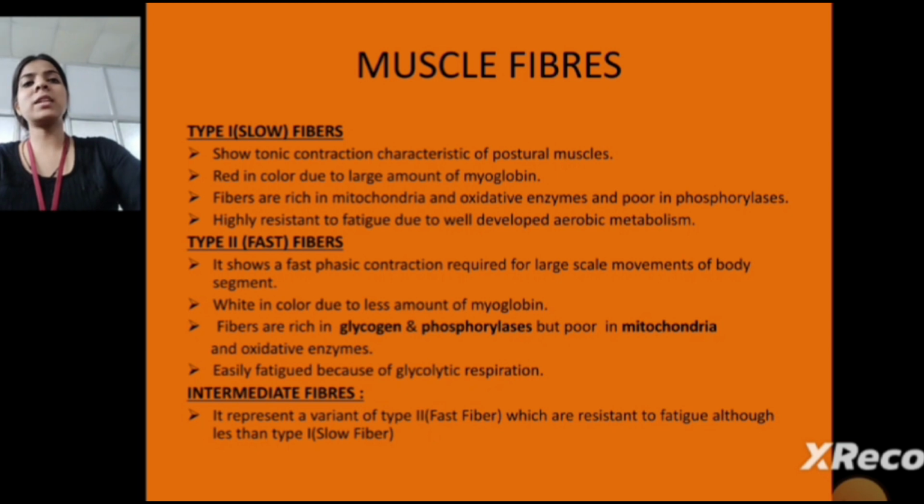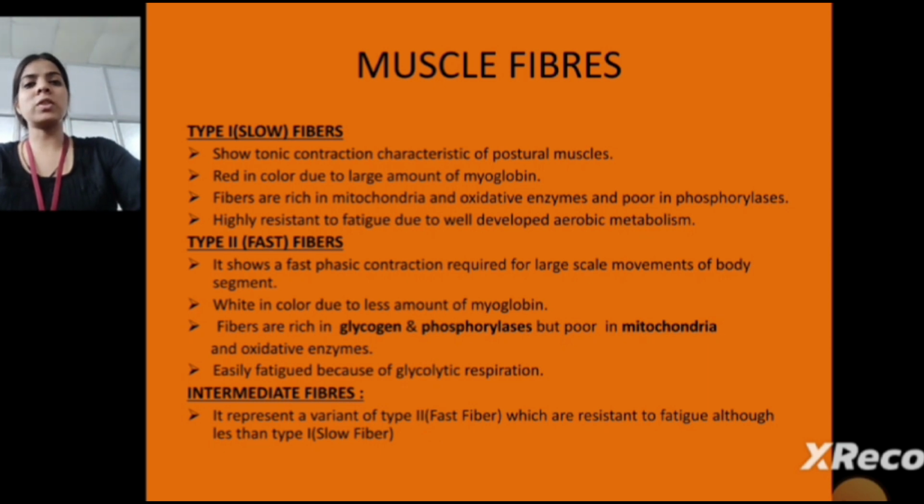Then we have the types of muscle fiber. Type 1 muscle fibers are slow fibers which show tonic contraction, which is characteristic of our postural muscles like the calf muscles. They are red in color due to the amount of myoglobin, and the fibers are rich in mitochondria and oxidative enzymes. These are highly resistant to fatigue due to well-developed aerobic metabolism.